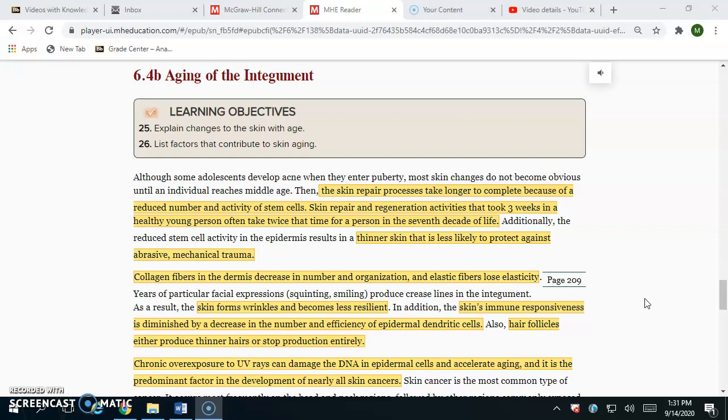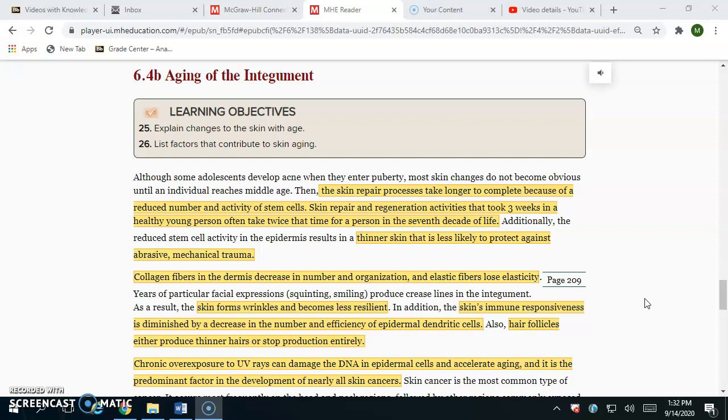The cells in the epidermis and the dermis, the dendritic cells, there's fewer of those as well. So a lot of times infections are more common in the skin when you're older versus when you're younger. We have to be more conscious of that fact too, because there's just less defenses in there. Plus we have that thinner skin too, so that would also make it more likely for an infection to happen.